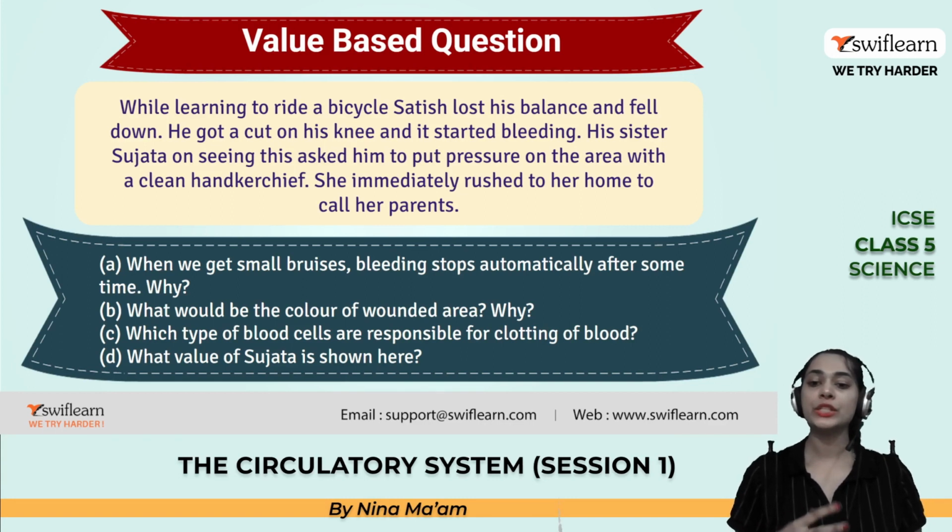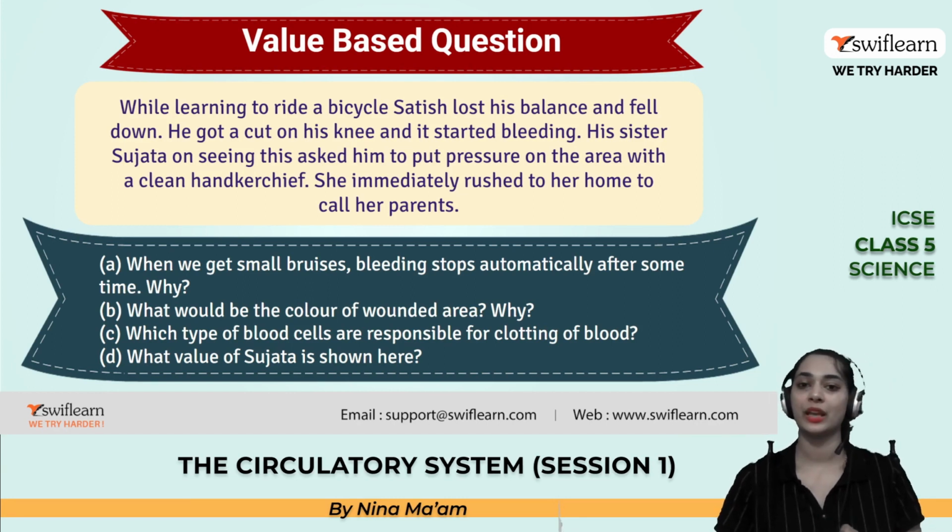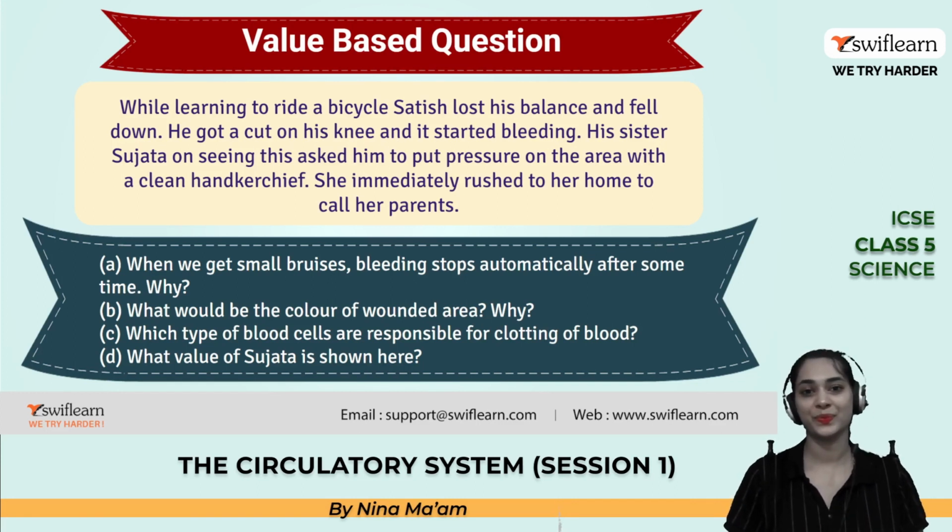And 3, which type of blood cells are responsible for the clotting of the blood? As we mentioned earlier, the platelets are responsible for the clotting of the blood. I hope it's clear. And the last one, what value of Sujata is shown here? She has a helping mentality and she is empathetic towards her brother. That is why she did all the help, right? So like Sujata, we have to practice this kind of empathy in our daily life, which will help to improve your skills for the socially developed.